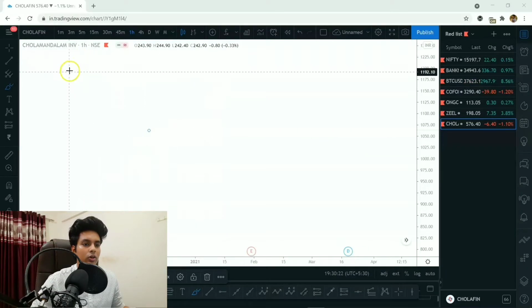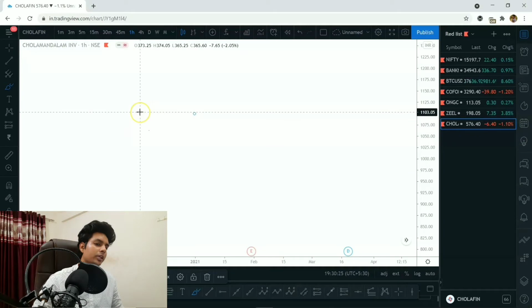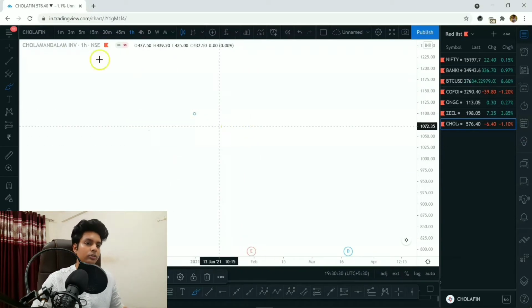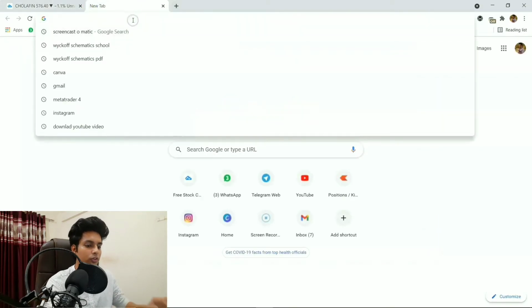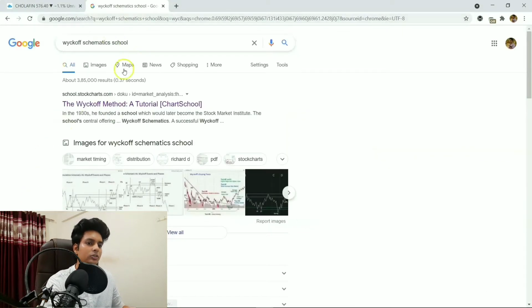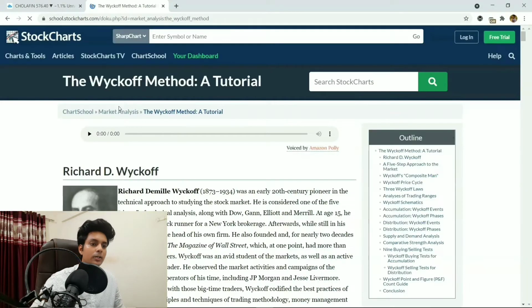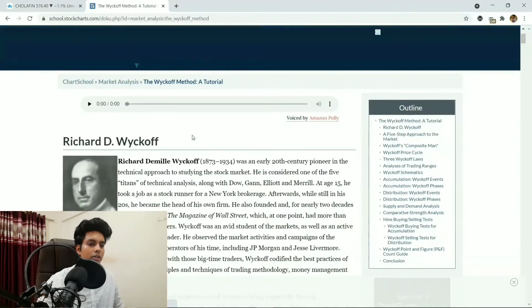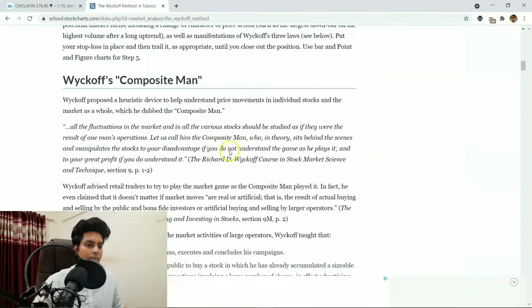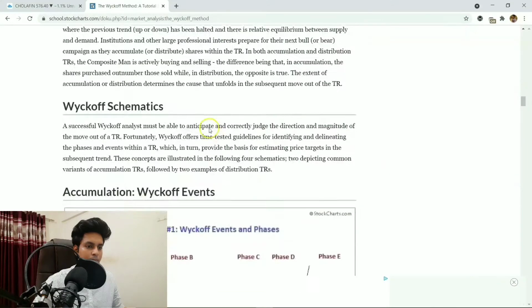Okay, so we are here on the TradingView platform. So I'll try to explain all the schematics properly and how you can probably use them for your swing trading. So first of all, what you can do is go to this particular website and just type Wyckoff Schematic School and you will get school.stockcharts.com. Go to the first link that you see here, and on it you will find a particular article about Richard Wyckoff. So you can see his date of birth and when he died. And yes, he developed these schematics that you see here, this one, right?